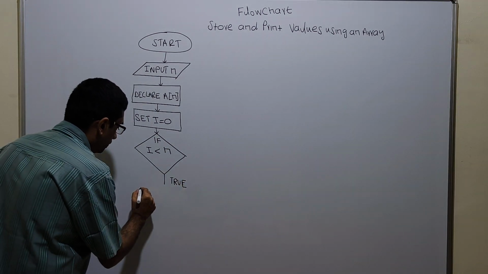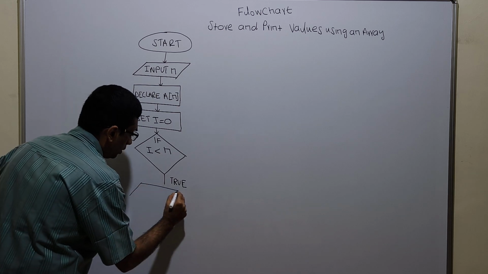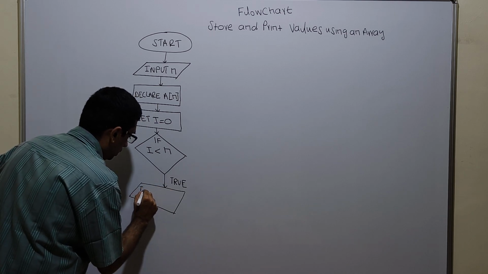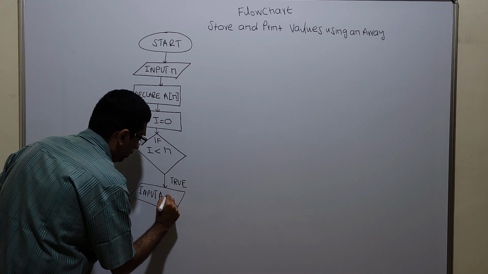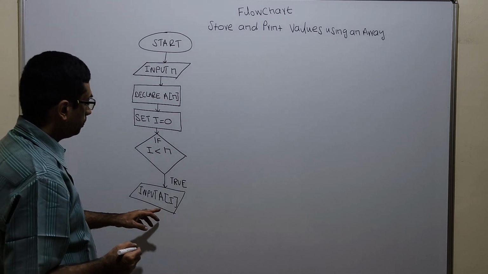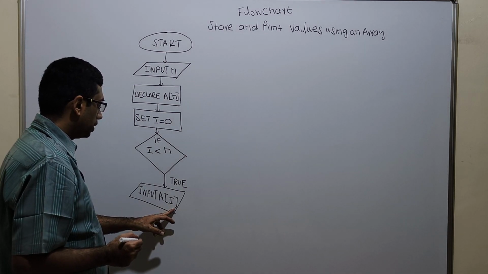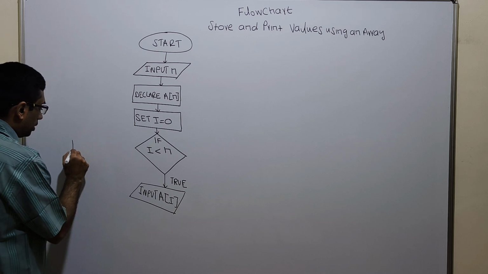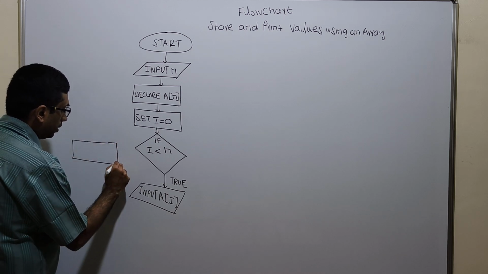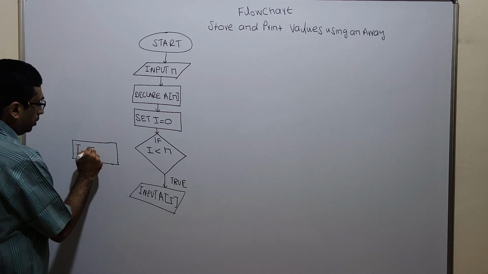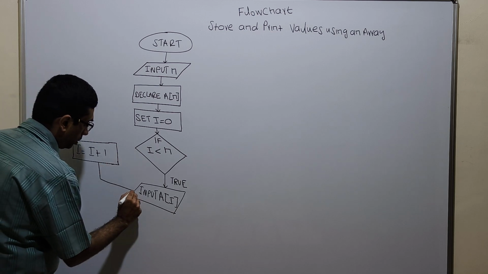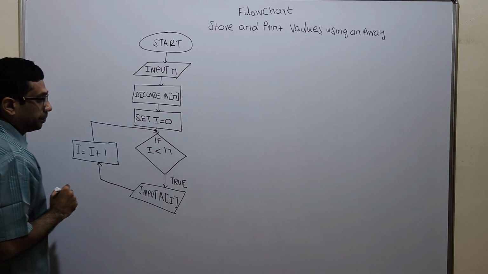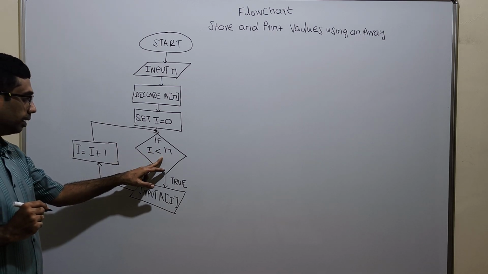I am obtaining an input from the user. Input a of I. That means the array a with the I value as the index position. Initially, this is a of 0. Next, I am incrementing the loop variable I equal to I plus 1. I am connecting it back to the condition statement until the I value is less than n.